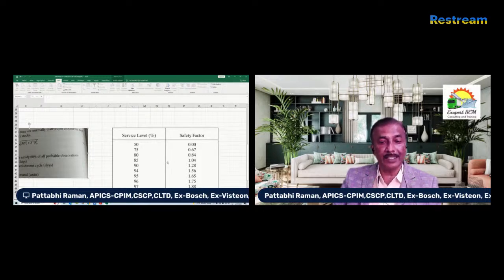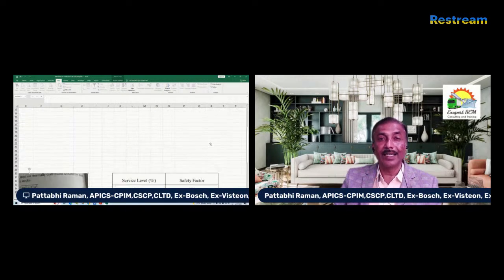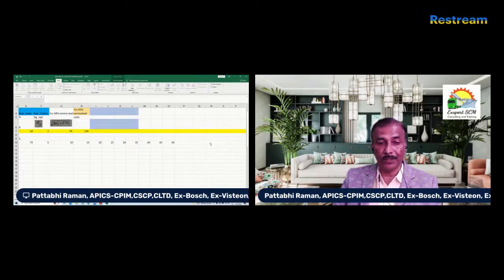This formula will give you a service level of 68%. If you need a higher service level, then we have to use something called the safety factor. These are statistical tables. You can Google them. You will get this safety stock formula as well as the safety factor table, and these two are required to calculate the safety stock.